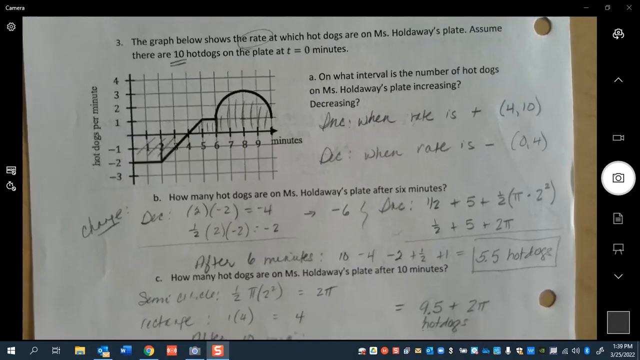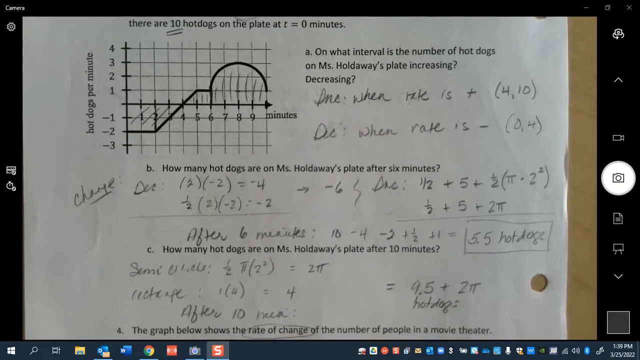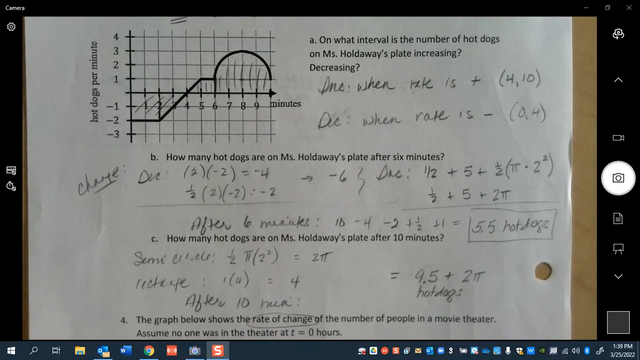All right. So how many hot dogs are on her plate after 6 minutes? When I did this the first time, I didn't read the question. So pardon me, I was just adding up how many hot dogs she lost. So this is 4 hot dogs. And this is 2 hot dogs. If you haven't figured it out, the area of a triangle is 1/2 base times height. So ultimately 6 hot dogs were taken off of the plate while she was barbecuing.